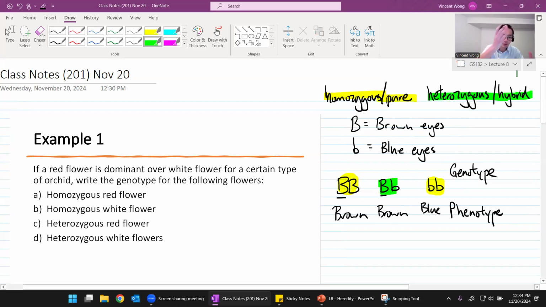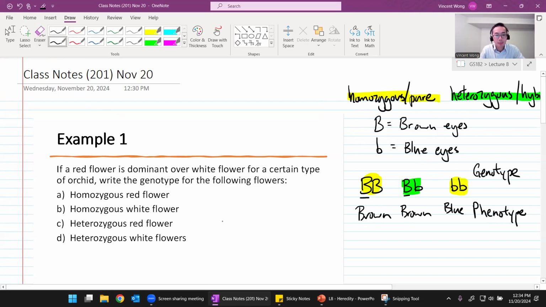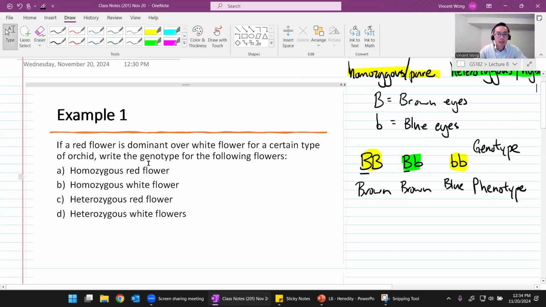Okay, whether you are homozygous or not for one gene has nothing to do with whether you are homozygous or not for another gene. These are independent events. Okay, so with that in mind, let's solve some genetic problems. Number one here, these are just from the PowerPoint slide. I just moved it over to the OneNote here so it's easier to post afterwards.